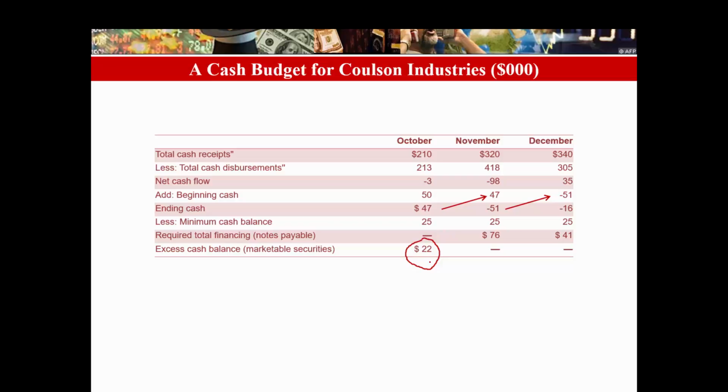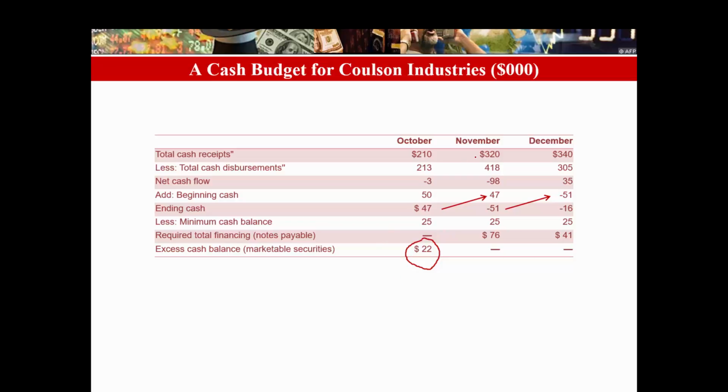That means that this $22,000 should be placed either in a bank account that earns interest or placed in a marketable security like a treasury bill or maybe a commercial paper, something that earns interest during that period of time.